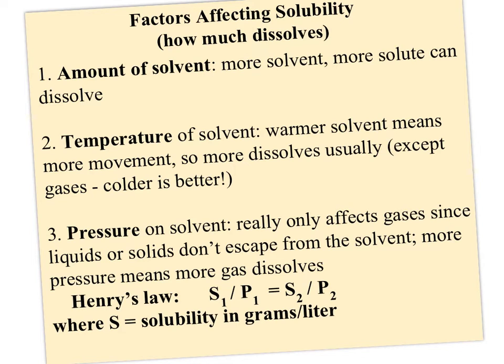And then the last one, pressure on the solvent. This really only affects gases since liquids or solids don't easily escape from the solvent. So more pressure on gases means more gas will dissolve because pressure is going to be holding the gas in there. We're talking about the pressure on the solvent, not the pressure of the gas in the solvent. So there's something called Henry's law that you can use to figure out the solubility of a gas under certain pressures. And the law says S1 over P1, so solubility 1 over pressure 1, should be equal to your second solubility over your second pressure. So S, or solubility, again, is measured in grams per liter.